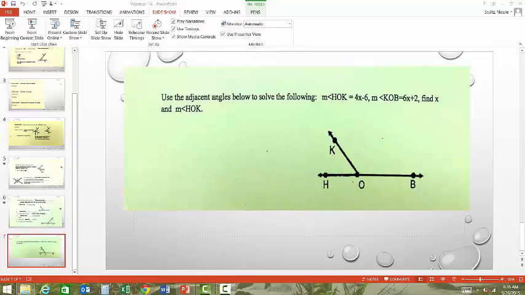So we'll be doing a lot more work with that, but for right now, we have a little bit of an introduction and we have a little bit of problem-solving strategies under our belts.